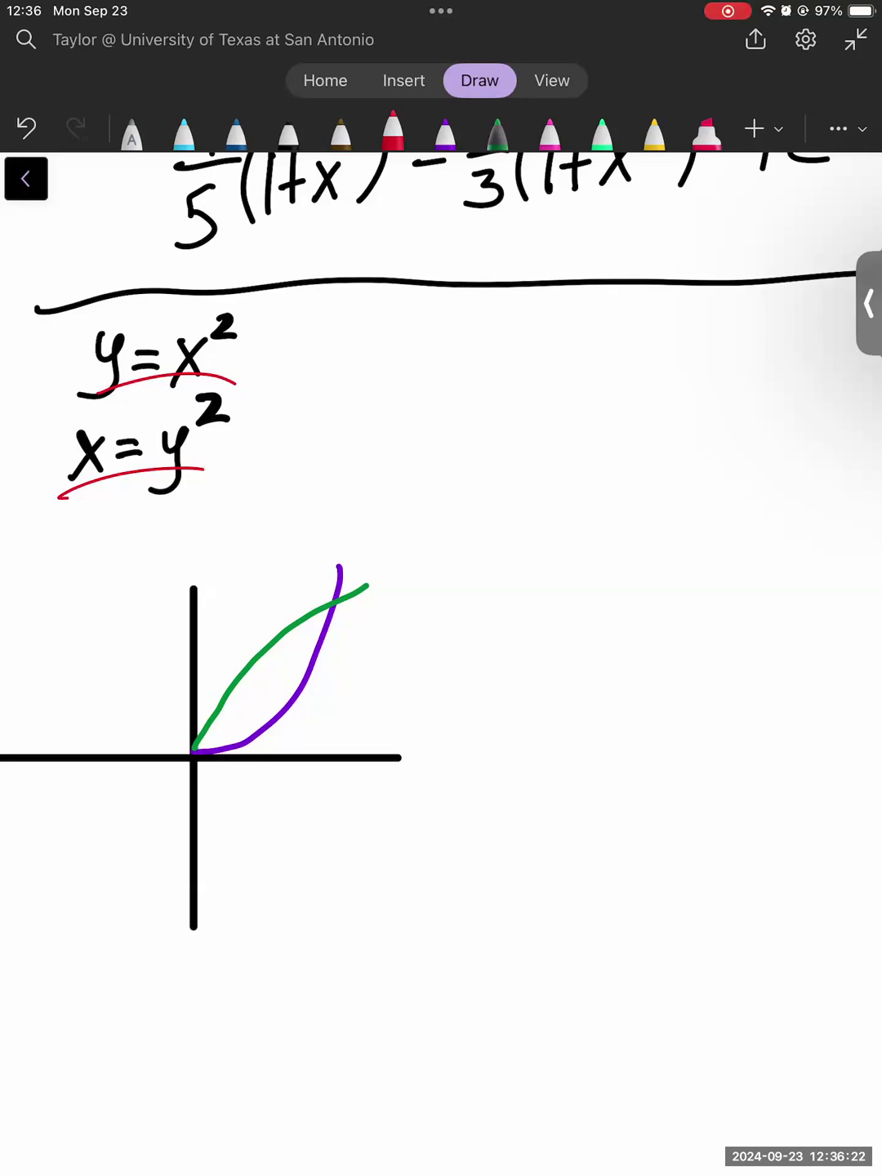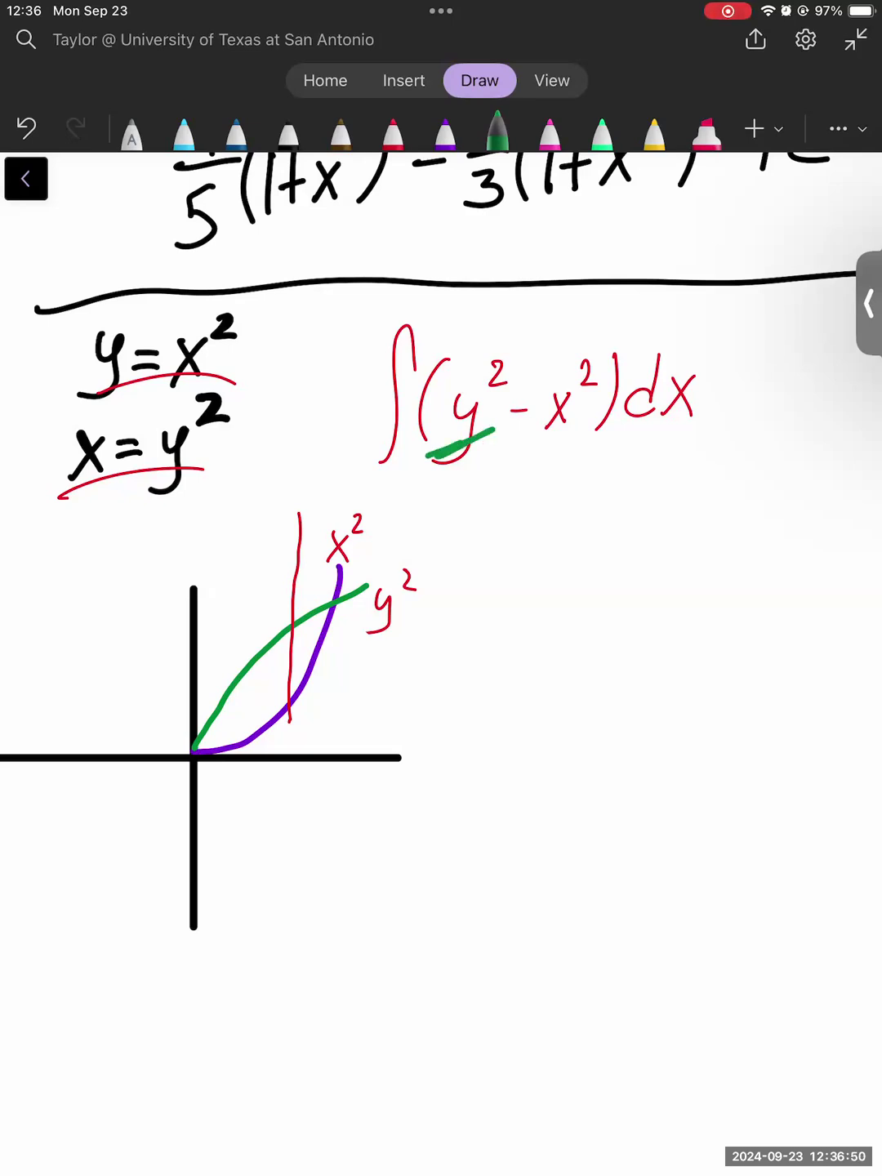Top minus bottom, almost. So if I did top minus bottom, and I drew my vertical line, right? You see we would hit y squared and then x squared. But if I set that up in an integral, y squared minus x squared dx, right? We're taking it with respect to x. What happens? Are we quite at this level yet where we can deal with this? It's not impossible, but for the scope of this class, what do we need to do?